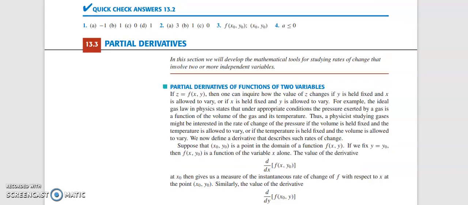Hello, so in today's class, we will look at how to find the partial derivatives.